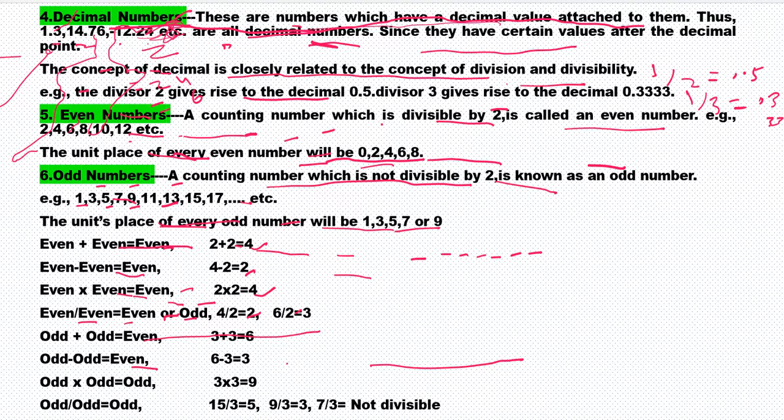Odd plus odd is equal to even. For example, 3 plus 3 is equal to 6. Odd minus odd is equal to even. 7 minus 3 is equal to 4.